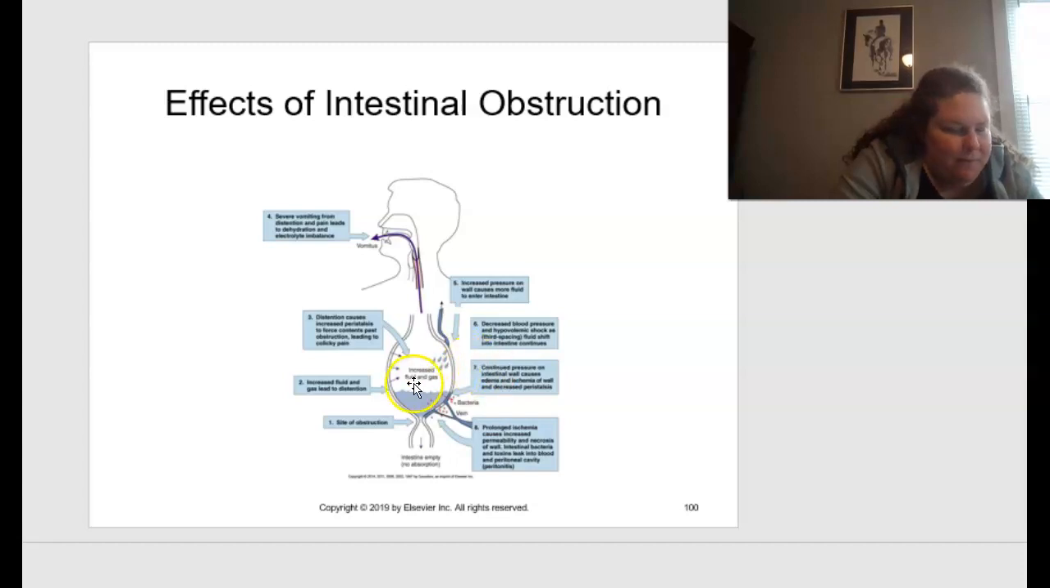And then down here we have continued pressure on the intestinal wall, which is going to cause edema and ischemia of the wall and decreased peristalsis. And then we also have prolonged ischemia that's going to cause increased permeability and necrosis of the wall, and intestinal bacteria and toxins can leak into the blood, and also the peritoneal cavity, which is peritonitis.